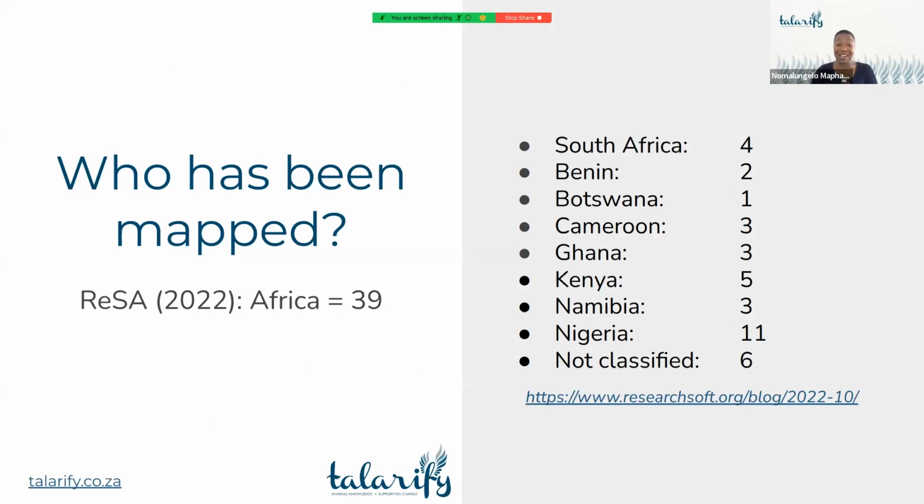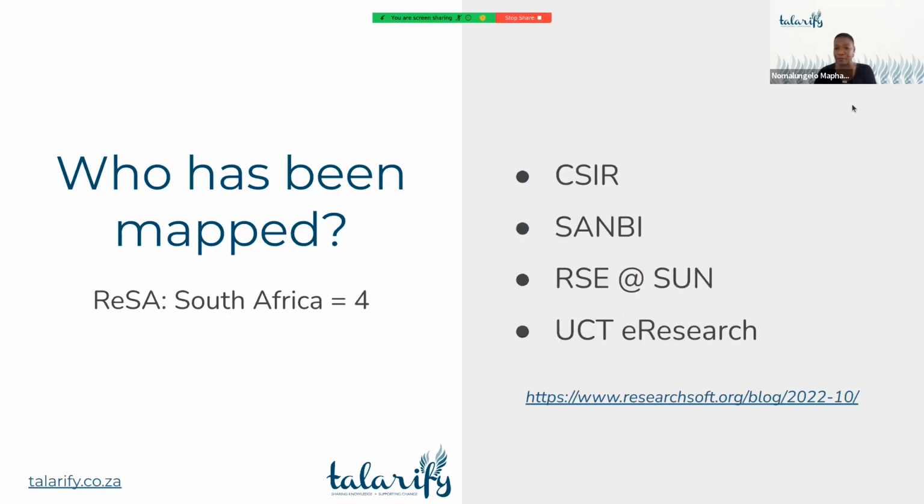Okay, so now the shocking stats that I was referring to just now is the mapping that took place in 2022, mapping of the global south. They were able to map only 39 communities in Africa. And I think we can all agree that this is not the correct representation of what is happening in Africa in terms of RSE. It is shocking to see that there's only 4 entries from South Africa, there's only 3 from Namibia, there's only 11 from Nigeria. There is so much happening in Africa in the RSE space, and that is why it is important for us to get mapped. Next slide, please.